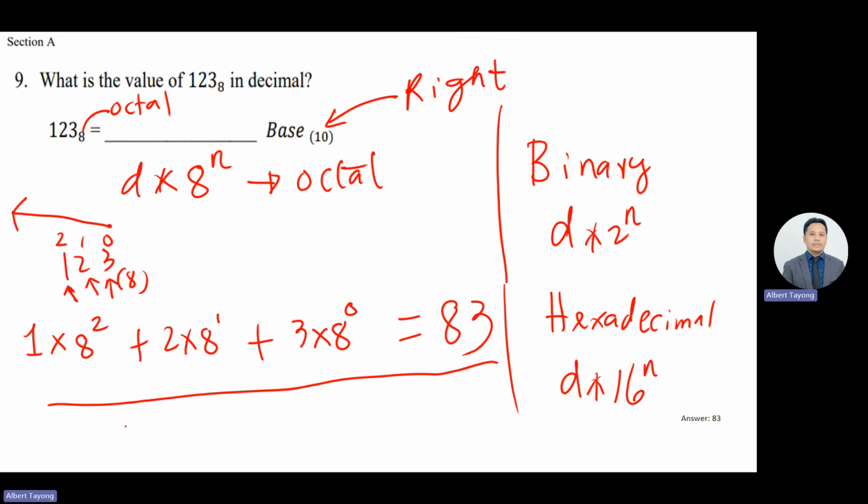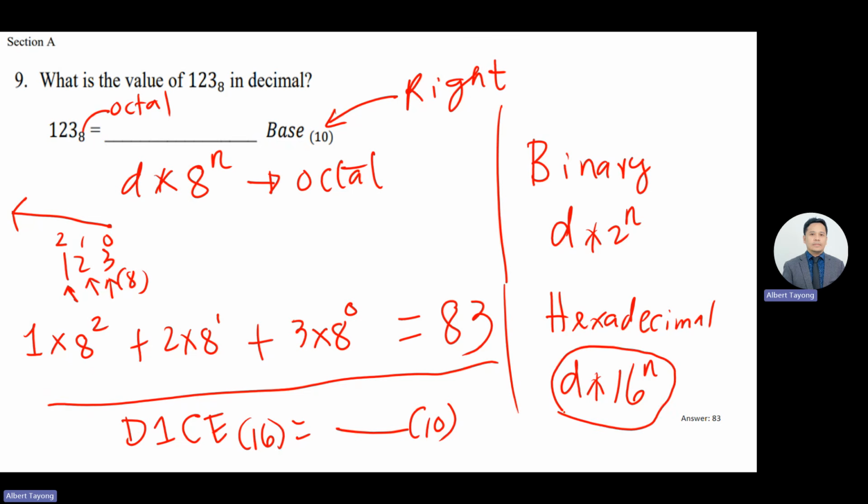I want you to try this. It's base 16 going to base 10. Using the same method. Here, you're going to use this formula, D times 16 raised to the power of n. So you're going to start with 0 here, 1, 2, 3. So D is 13, C is 12, E is 14. So you have to multiply and add like this. Okay, that is your homework.